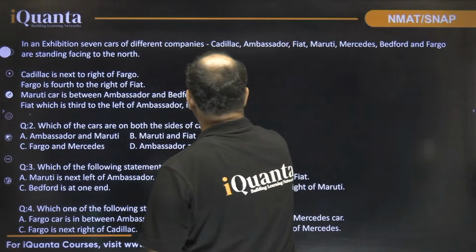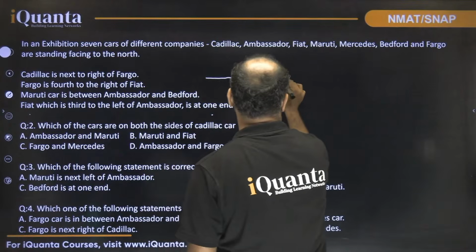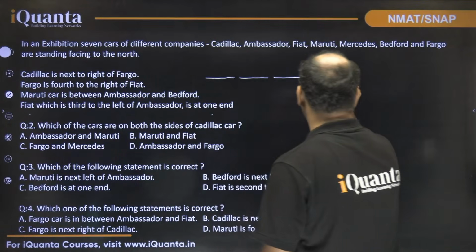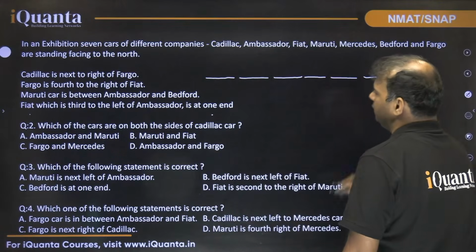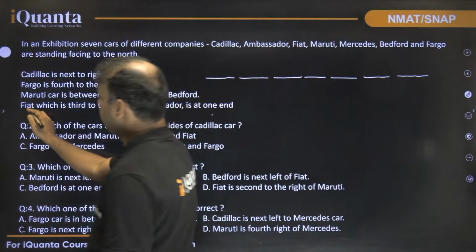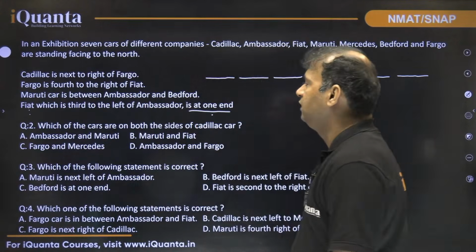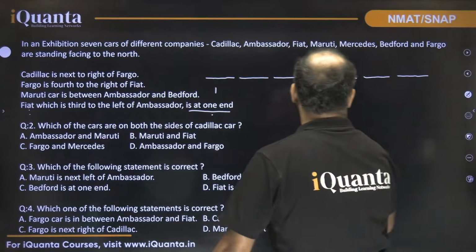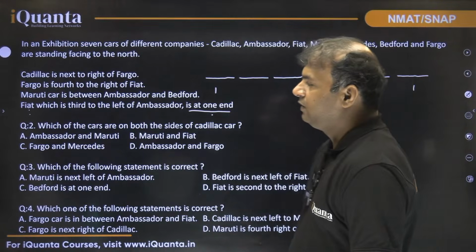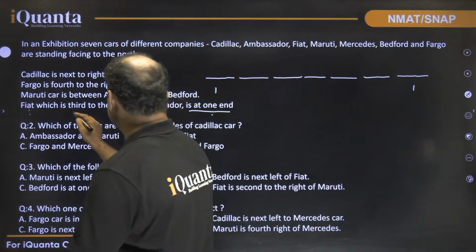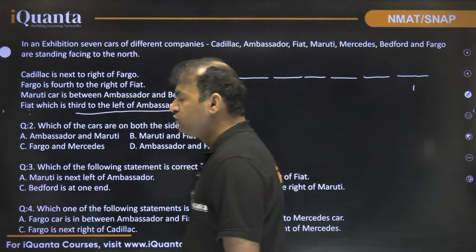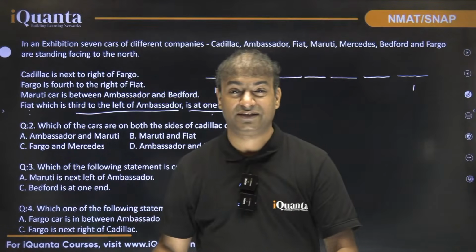That's great, guys. At least you got something. Okay, let's draw the 7 places first because we have 7 cars. So 1, 2, 3, 4, 5, 6, and 7. Obviously, we should start with Fiat because we know something fixed about Fiat, that Fiat is at one of the ends. But Fiat could be this and it could be this as well for now. But guys, they are also saying that Fiat is third left of Ambassador. So if you remember, I told you similar information in the last set.